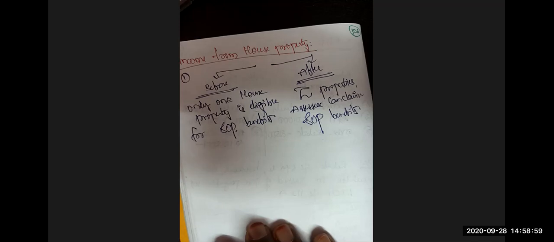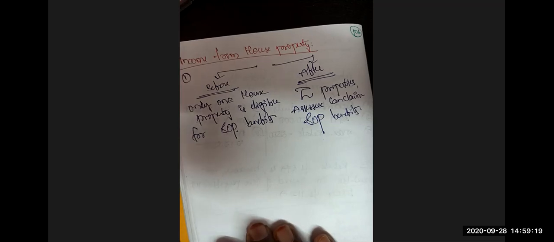Right. So that means you're going to have a negative income in the case of self-occupied properties. Negative income in the sense it is a loss. Having a loss under the Income Tax Act is a benefit because you can set off that loss with any other head of income. Thereby you can reduce your total income, you can reduce your tax liability.